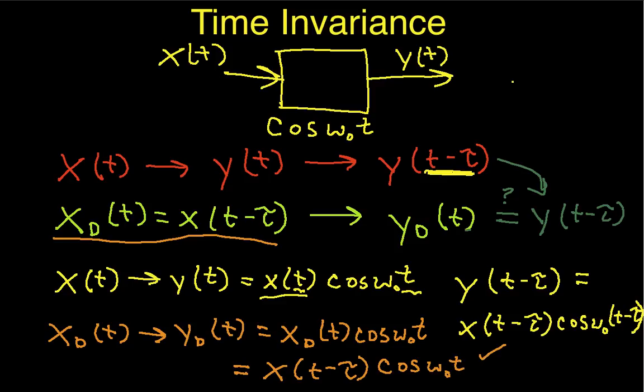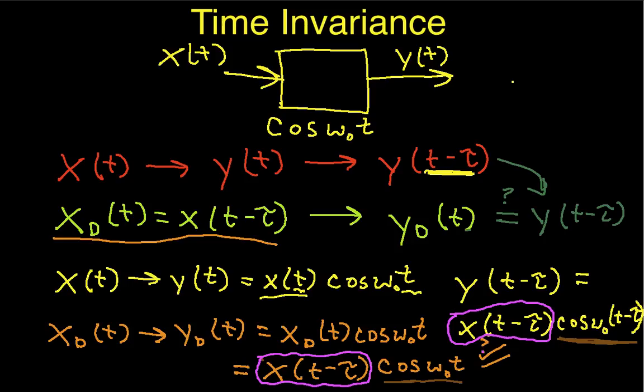And now the question is, are these two guys equal? And you can see they're not. Both terms have this x of t minus tau, but this guy is multiplied by cosine omega 0 t minus tau, and this guy is just multiplied by cosine omega 0 t. So what's happened here is the time relationship between the input signal and the cosine it gets multiplied by is different. And this makes sense because this gain changes as a function of time, and so what I get for the output is going to depend on when I put the input in.